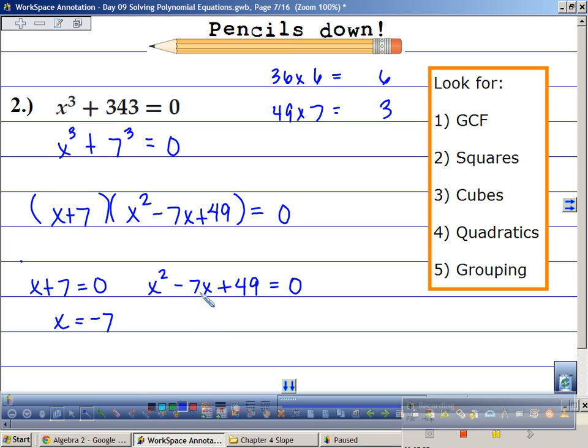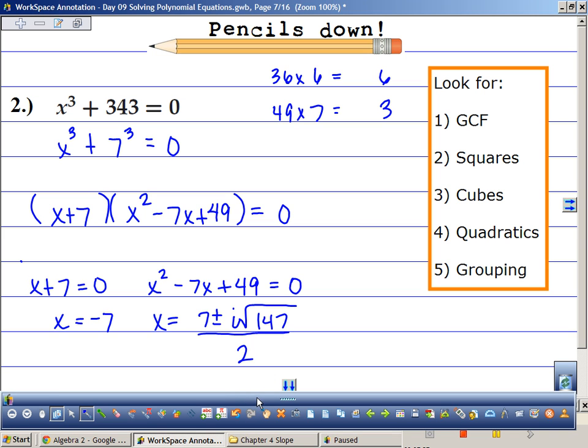Which is what this lesson is titled, Quadratic Formula. You should already know how to do the quadratic formula, right? So I'm not going to spend our time right now doing it. I'll tell you what this is. It's really pretty. You ready? 7 plus or minus i square root 147 over 2. So it has 2 imaginary roots. Go ahead and copy that down.